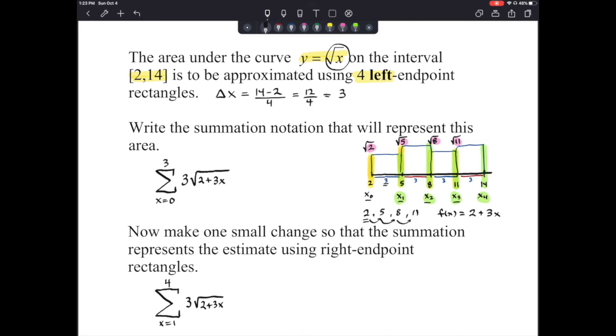So just to summarize, for left endpoint rectangles, they're always going to start with x equals 0. For right endpoint rectangles, they're always going to start with x equals 1. Hopefully that makes sense, but that's really important. That's one of the most important parts. So left always start with 0, right always start with 1.